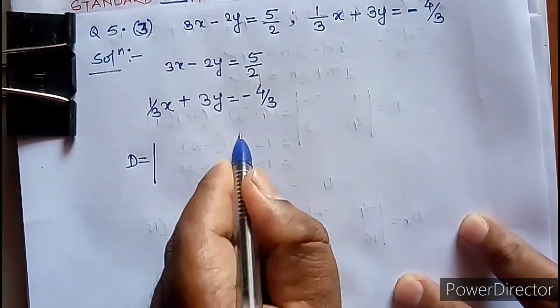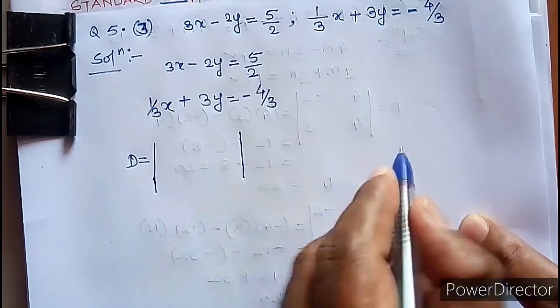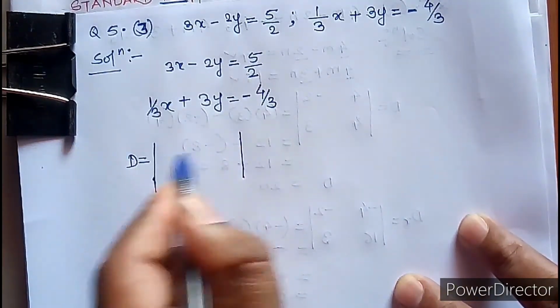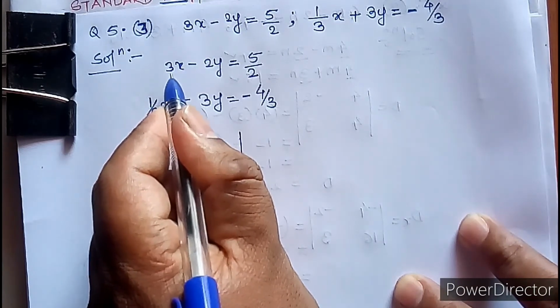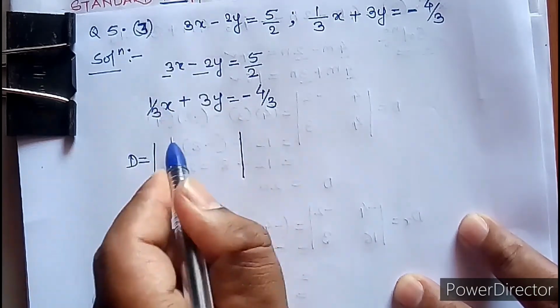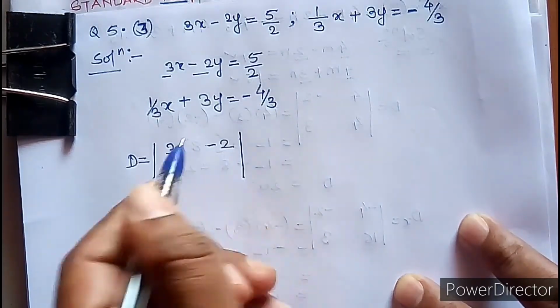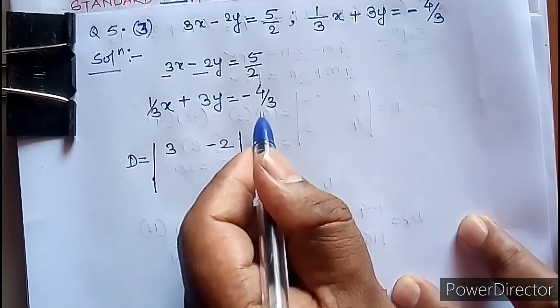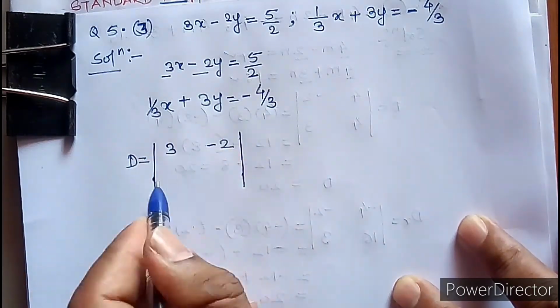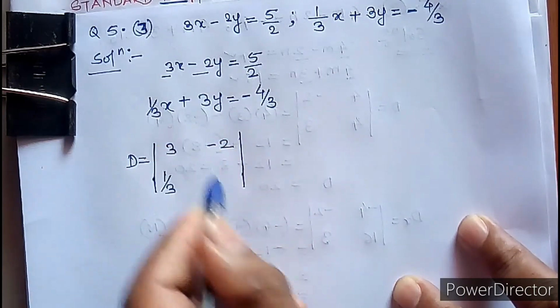Then we have to first find the value of d, that is, d equals determinant d. The elements of determinant d: in the first row you have to write the elements of the first equation, that is 3 and minus 2. Write down here 3 and minus 2. In the second row we have to write down the coefficients of the second equation, that is 1 by 3 and 3. Write down here 1 by 3 and 3 here.